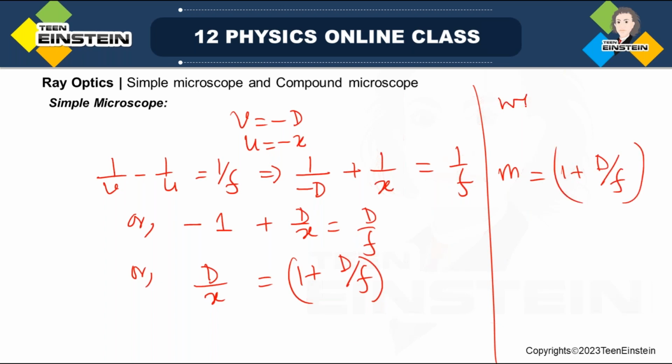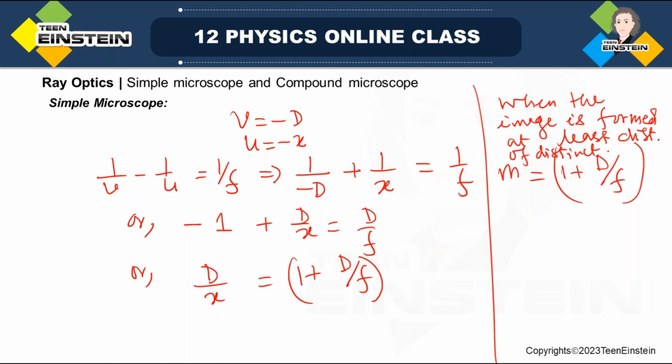When the image is formed at least distance of distinct vision. Okay, so this is the magnifying power for the simple microscope.